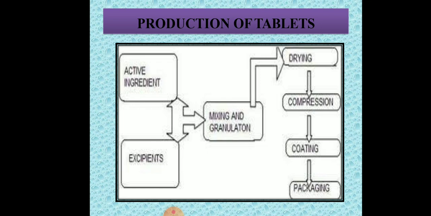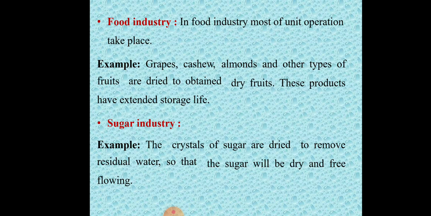So what we do is convert the raw material into the desired dosage form by using unit operations, that is mixing, drying and compression. This is an example of the application of unit operations in the pharmaceutical industry. Now next is the application of unit operations in the food industry.